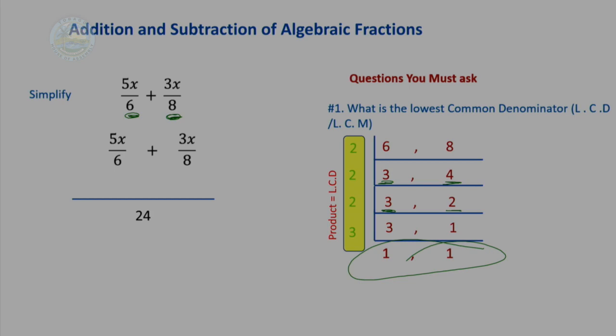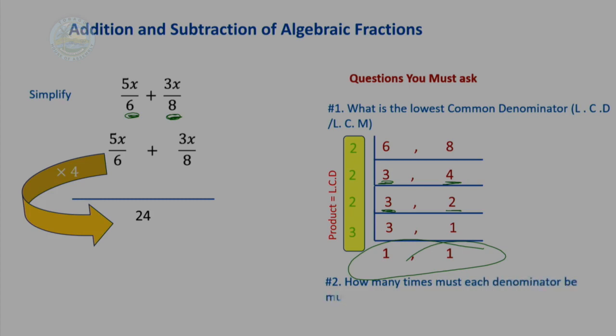And then we ask ourselves, what question now? How many times must each denominator be multiplied to give the lowest common multiple or lowest common denominator? So he has already told us that 6 times 4 is 24. We are going to take that 4 and multiply that 4 by the numerator. It's going to give us 4 times 5x.